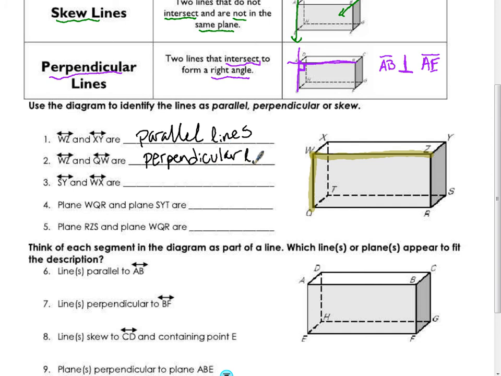Cool. Erase again. And now let's look at SY, which is this line right here, and WX, this is right here. Both lines don't lie on the same plane, and they'll never intersect, so these would be considered skew lines.